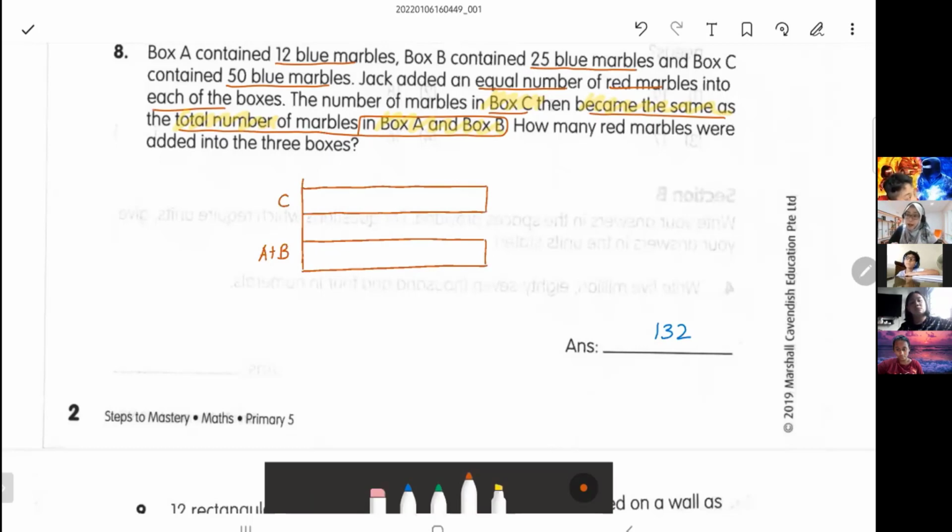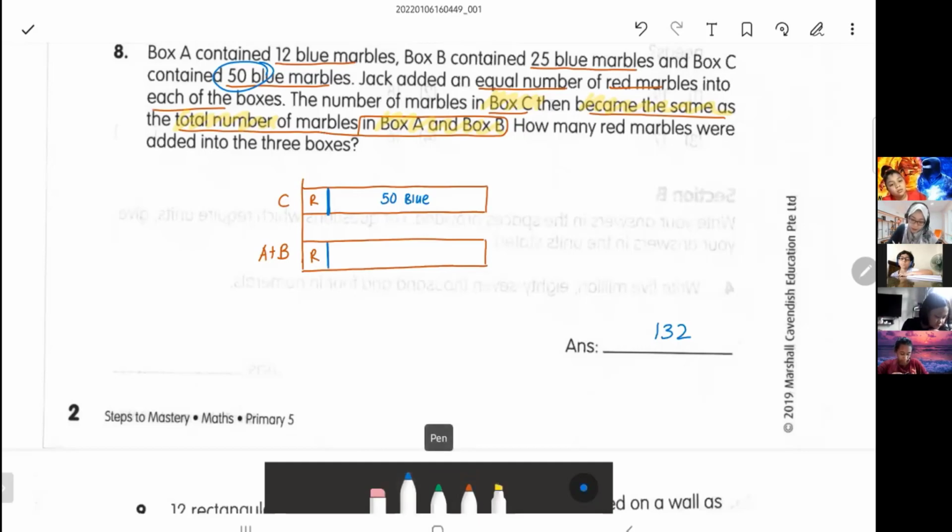Okay, like that, right? But this is after the red marbles were added. What I want is how many red marbles were added. So if you look at the starting, let's go back to the starting. Box C contained 50 blue marbles. So let's say this is my 50 blue. This one is my red. The rest of them are the blue. Okay, so if I put it down there, then this is also my red, like that, right?